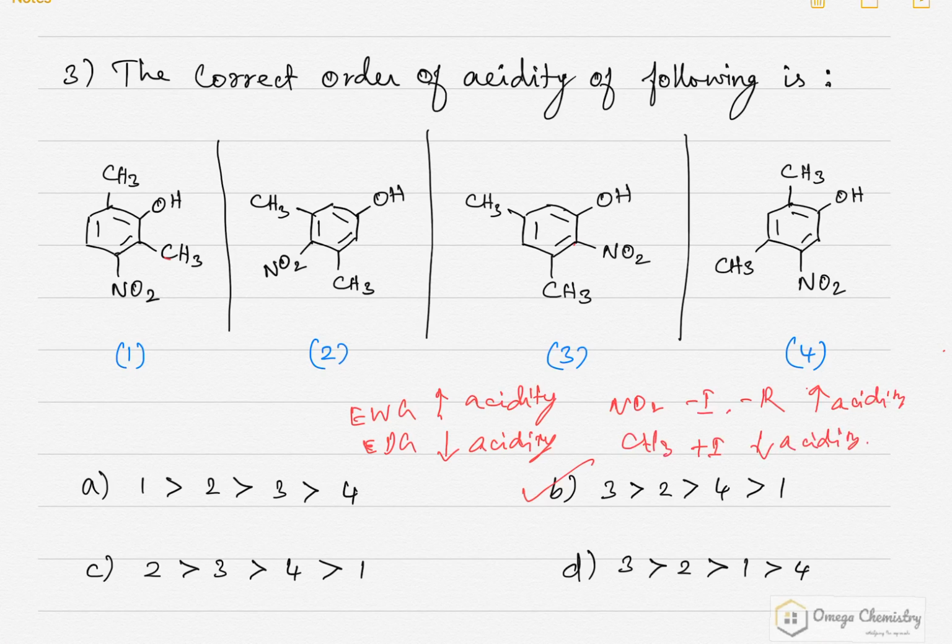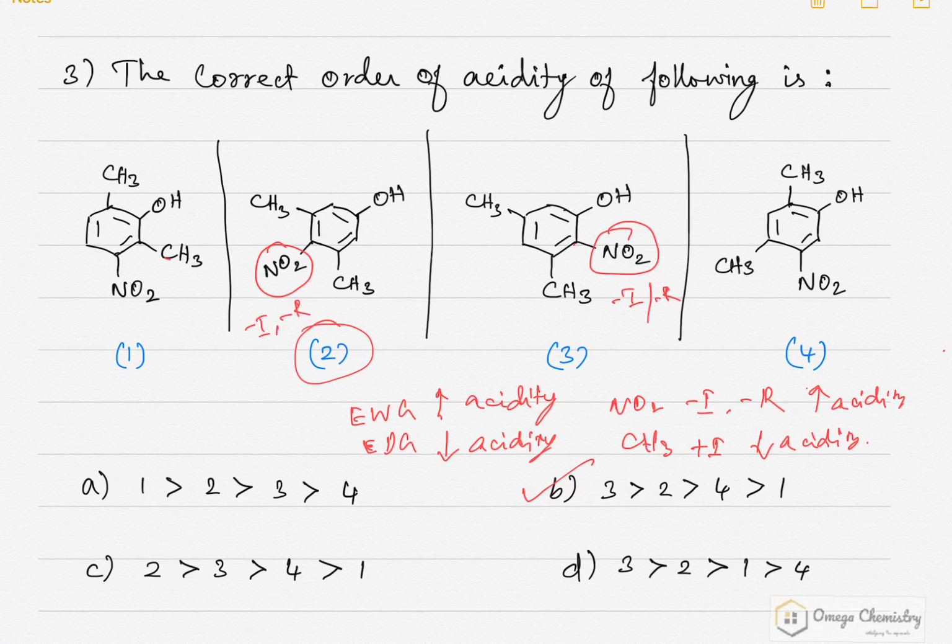Now in the third compound, NO2 group is present at the ortho position to OH group, which means it will have maximum minus I effect and minus R effect, as minus I effect is directly proportional to the proximity of the electron withdrawing group. Whereas in the second compound, the same NO2 group is present at the para position to OH group, which means it will have lesser minus I effect as well as minus R effect.